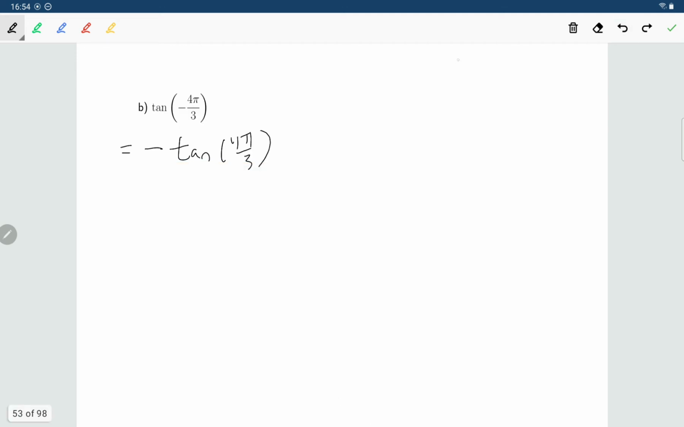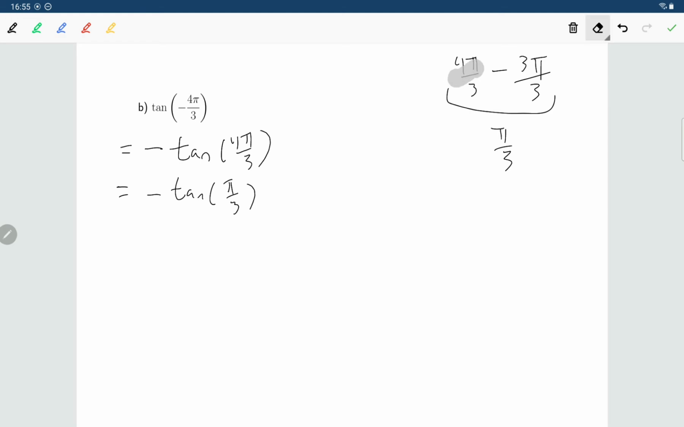So if you're looking for tangent of 4 pi over 3, that's the same as tangent of 4 pi over 3 minus pi, minus 180 degrees. And pi is the same thing as 3 pi over 3. So if you're looking for tangent of 4 pi over 3, that's the same thing as looking for tangent of pi over 3. So instead of negative of tangent of 4 pi over 3, that's really negative of tangent of pi over 3.